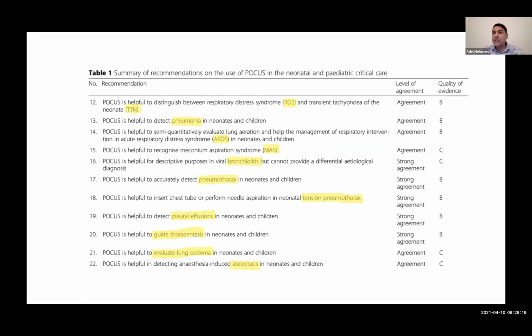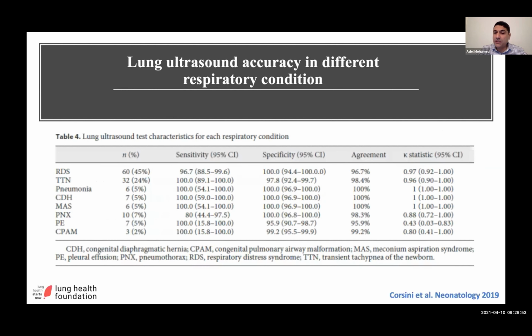for the utility of lung ultrasound, with very good agreement and very high quality of evidence. The indications were RDS, TTN, pneumonia, ARDS, meconium aspiration syndrome, bronchiolitis, pneumothorax, tension pneumothorax, pleural effusion, guidance for interventions like thoracocentesis, and evaluation of lung edema and atelectasis. For each one of these, they mentioned the publications. Remember, this was published in 2020, so more publications have appeared since this paper. Another paper was published in 2019 by a group from Italy.